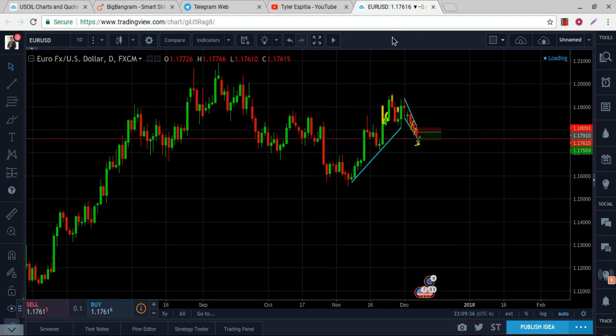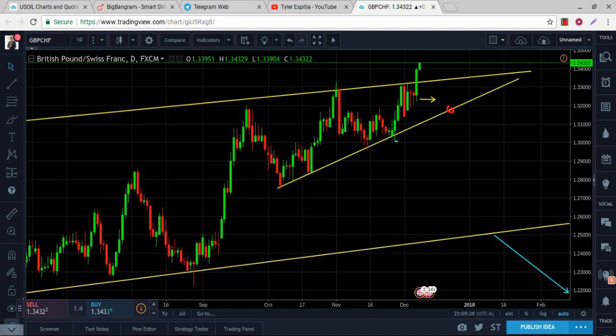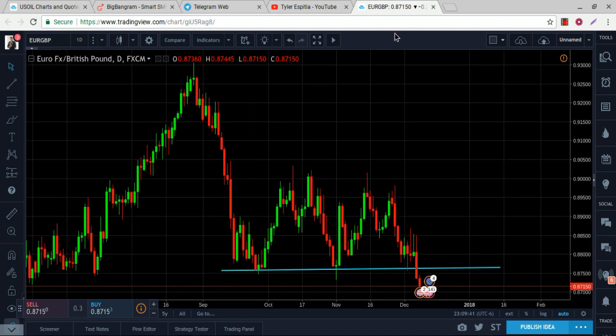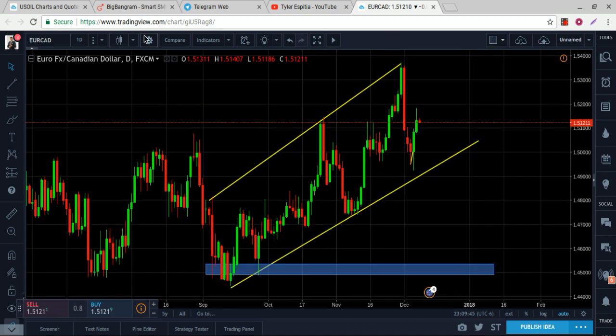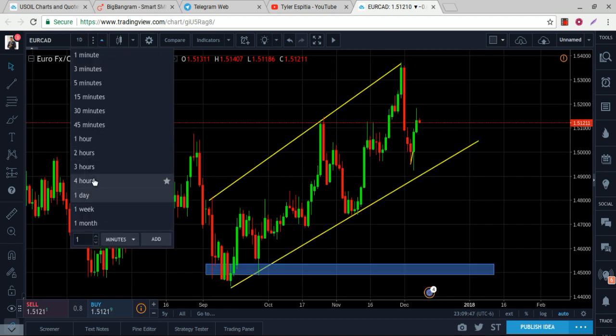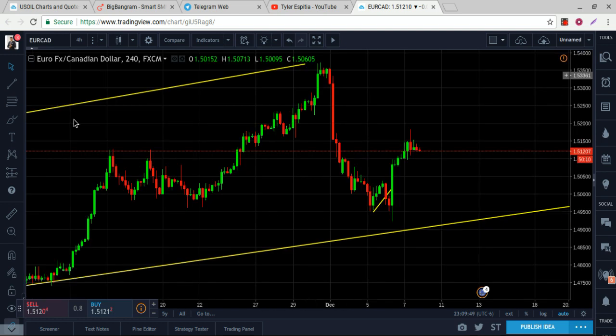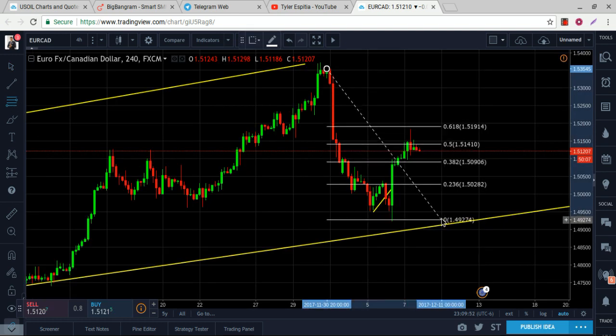Euro dollar. That's pretty sideways. Not sure. Euro British pound will not work for that. Let's go ahead and throw it on a 4 hour. Maybe figure out something that way. Boom. Here we go. Let's take it from here. I want to get this right back down.